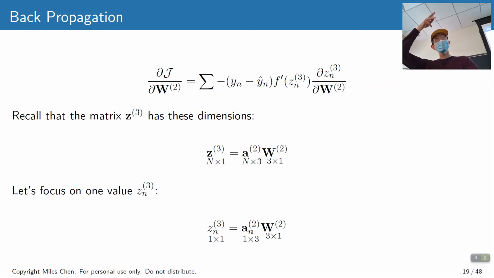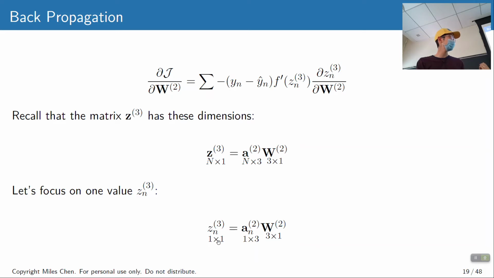The A matrix represents the three values in that hidden layer. So we have one row of three values, and they're being multiplied by the second weight matrix, which is 3 by 1. When we multiply these two things together, we get a 1 by 1 value. So we want to know the derivative of this with respect to W2.